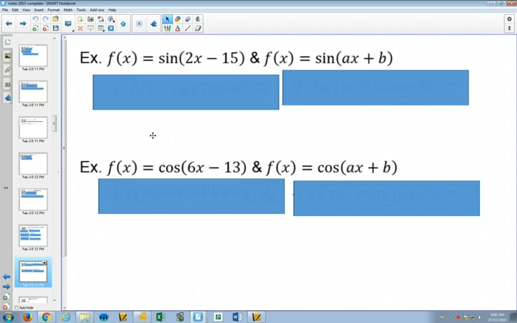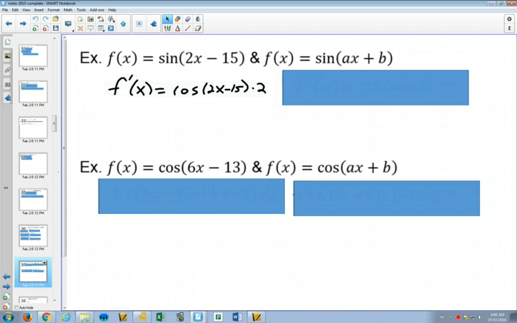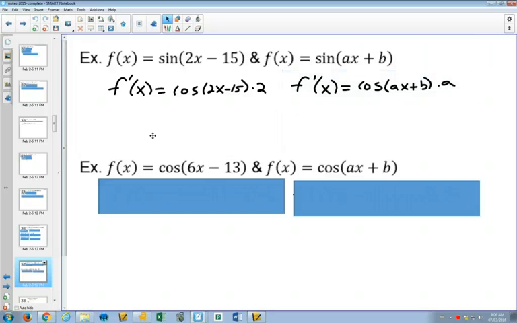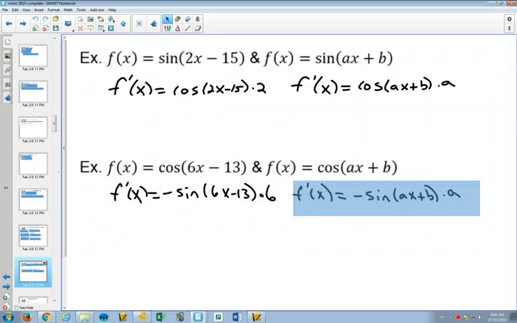Same thing happens with sine and cos. You know what the derivative is. When we do that chain rule, you'd multiply by a. You know the derivative of cos is negative sine. So when you take the derivative there, again, you have that chain rule where you multiply by a.